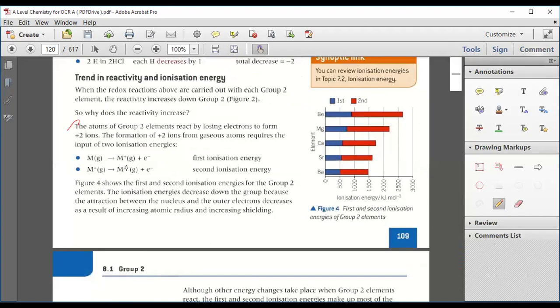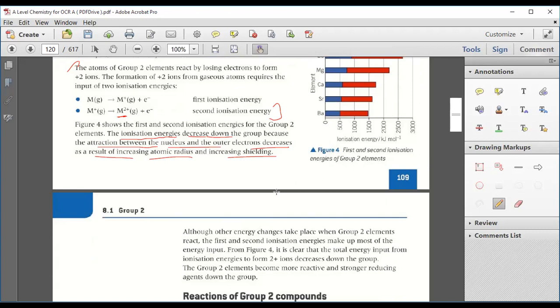So we discussed up to this point. The first ionization energy is M to M plus, and this one is M to M2 plus. 2 plus means 2 electrons are lost in this case. Now, figure 4, the first ionization energy of beryllium. The ionization energies decrease down the group because the force of attraction between the nucleus and the outermost shell decreases, as a result of the increased atomic radius and increased shielding.